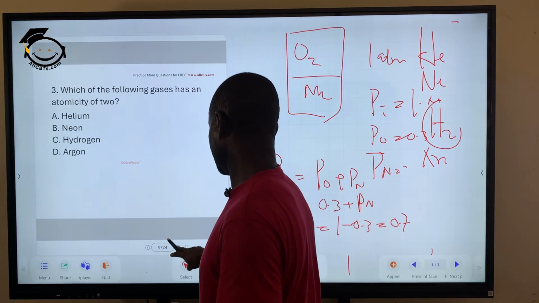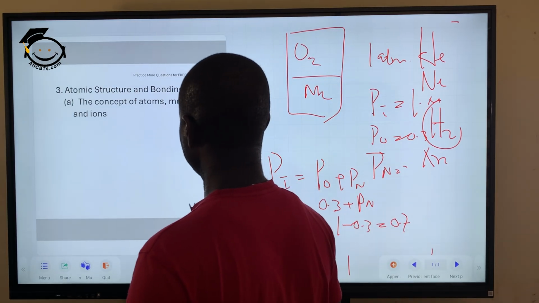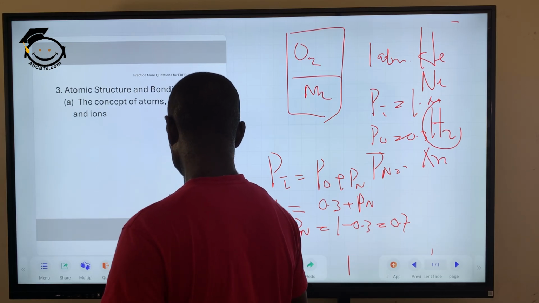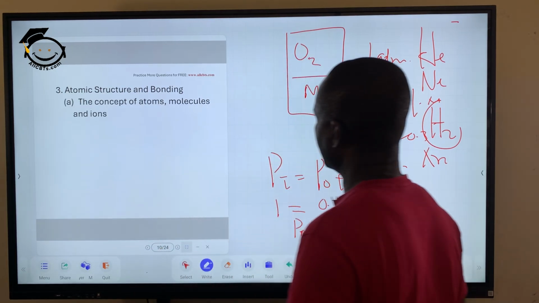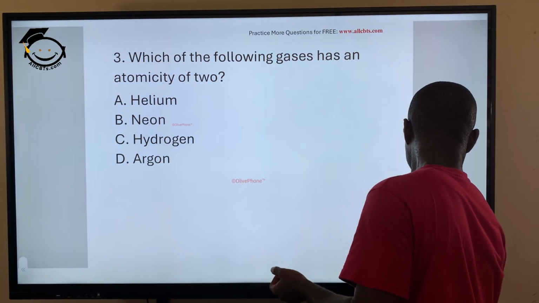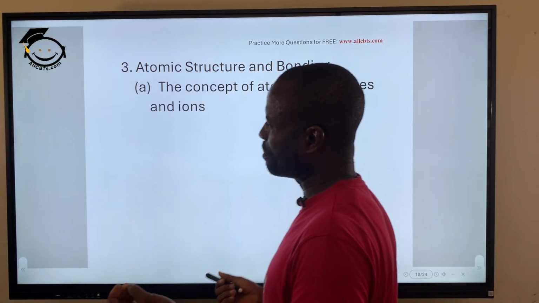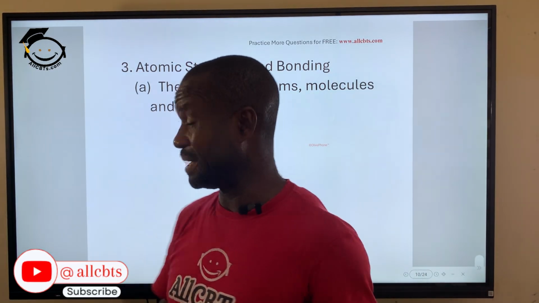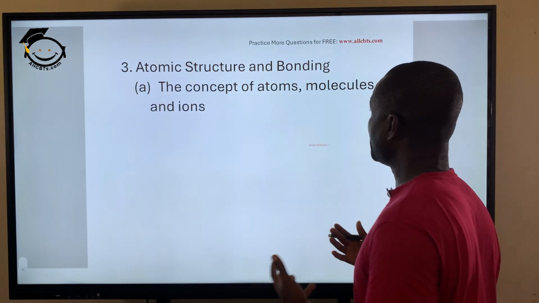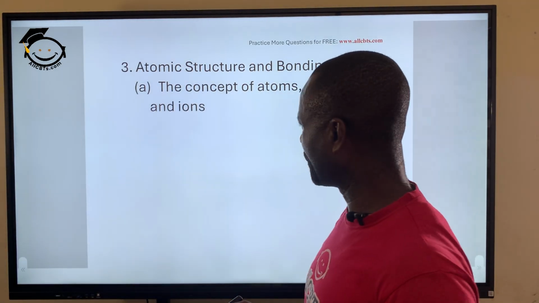Next, we are looking at atomic structure and bonding. We're looking at the next subject, which is atomic structure and bonding, the concept of atom, molecule, and ion. Let's zoom in so we can have a clearer view. Atom, like we defined in the previous class, is the smallest indivisible part of an element. That is the smallest form in which an element can exist. While an atom is just a unit, a molecule is a combination of atoms. For instance, we can have a molecule of hydrogen as one hydrogen combined with the other.